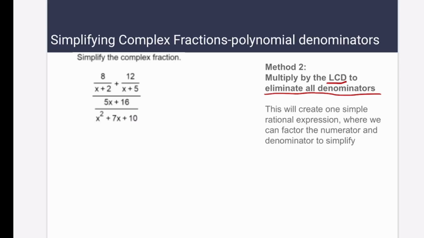If you want to use the other method, which is multiplying, rewriting it as division and flipping and changing and all that, then I would check out that other video.